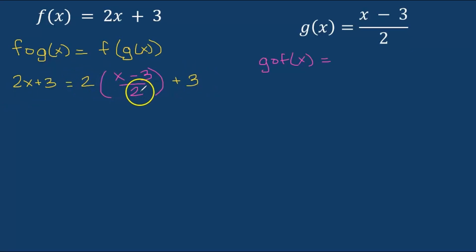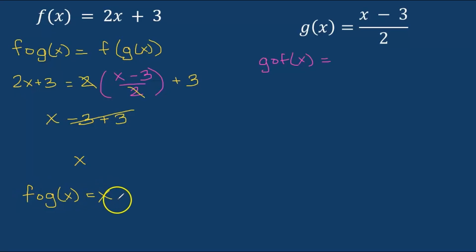This 2 needs to distribute into this parentheses. 2 and 2 cancel each other out. So I'm left with x minus 3 plus 3. Negative 3 and positive 3 cancel, so I'm left with x. This means that f of g of x equals x.